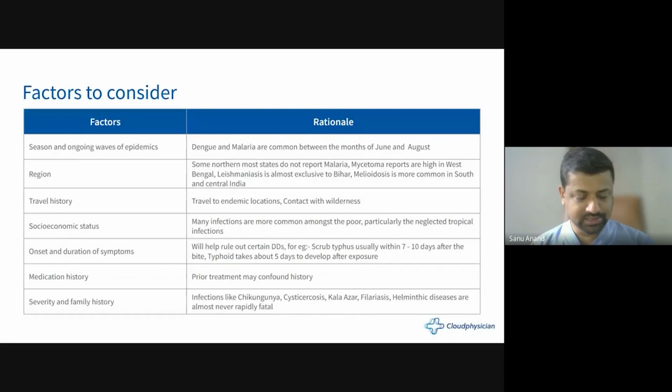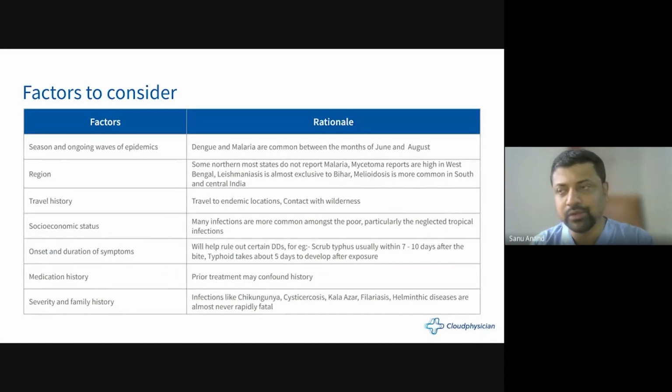And there was, I think about close to 15, 16 years ago, this huge wave of chikungunya cases which came in, and some of them did land up in the ICU. At that time, if you placed your bet on chikungunya for a case with fever with thrombocytopenia, you were more likely to be right. Now, dengue and malaria epidemics are common between the months of June and August, and this is to be kept in mind. It's mainly because of waterlogging, etc., which leads to breeding of mosquitoes.